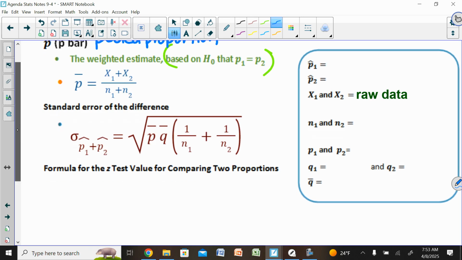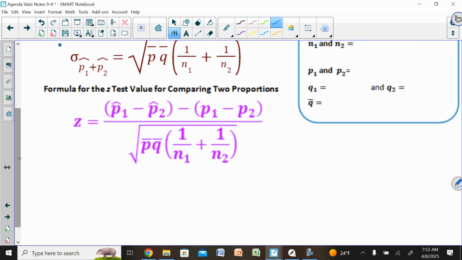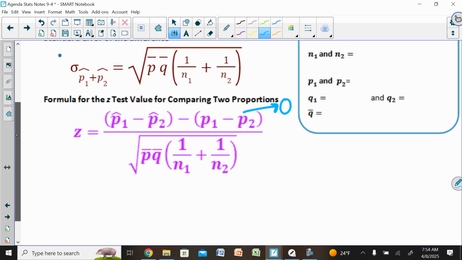So finally, our formula for finding our z-test value or test statistic is z equals a giant fraction of our p hat 1 minus our p hat 2 minus our population proportion 1 minus our population proportion 2. Remember, that will always go to 0 because we're assuming that they are equal. So if we subtract them, that would be a big old 0. And that's all over that standard error, so a giant square root of p-bar q-bar times 1 over n1 plus 1 over n2. So similarities to our former formulas that we use.